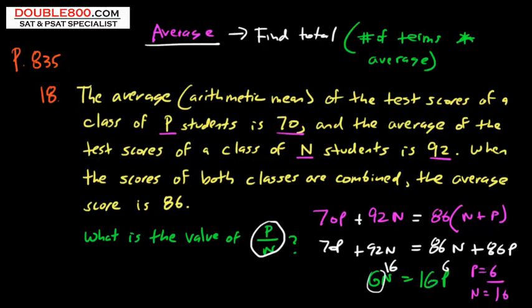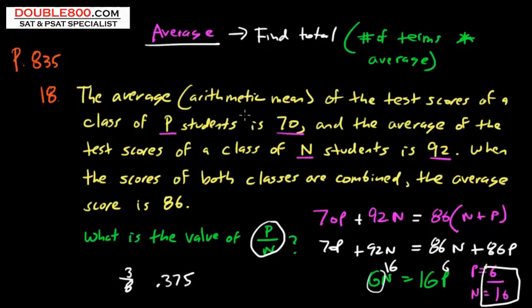Now remember, this is a grid-in. You don't have to reduce it. It's just got to fit in the grid. So you could put 6 over 16. You could also reduce that to 3 over 8, and that would work. Or you could use your calculator, 0.375. All three of those would be acceptable.